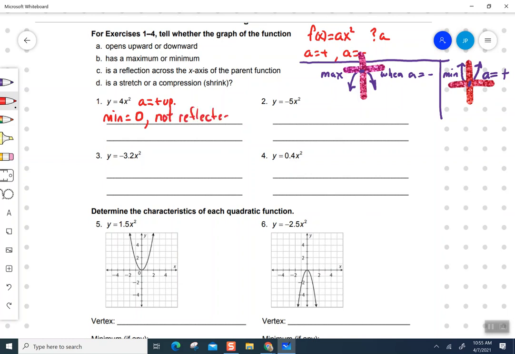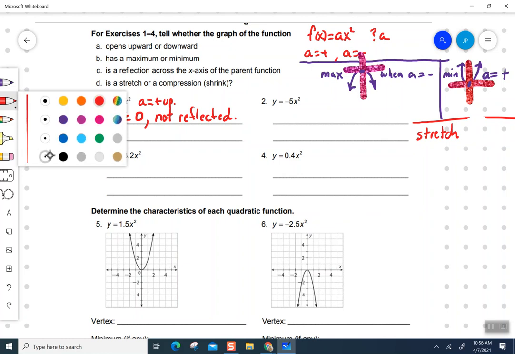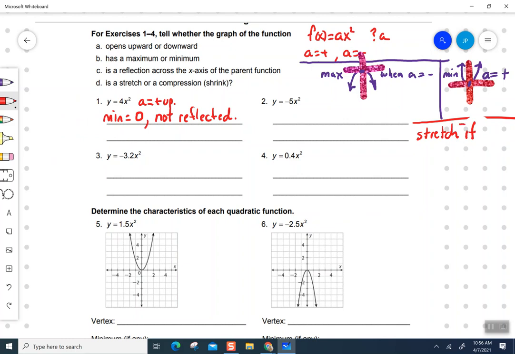Okay, now we're ready for question D. Is it a stretch or a compression? Okay, so for this one, it's a stretch if the absolute value of A is bigger than 1. Now, let me explain this, and I know this kind of looks a little weird, so let's clean it up just a tad bit. Stretch, if absolute value of A is bigger than 1.